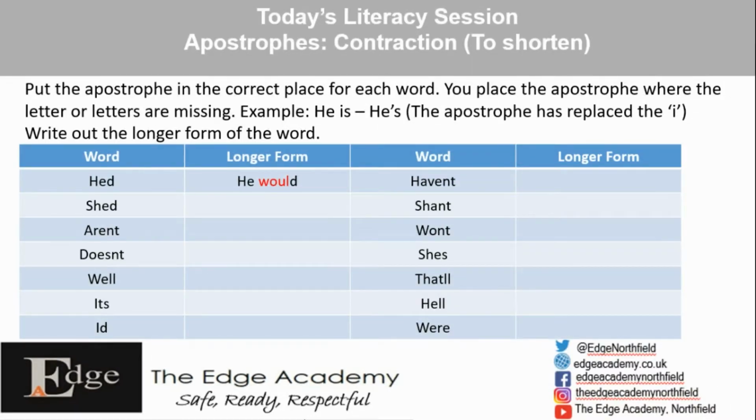Now, let's have a look at the other words I need you to do today. She'd, aren't, doesn't, we'll, it's, I'd, haven't, shan't, won't, she's, that'll, he'll, and we're. So I need you to place the apostrophes in there and then write out the two words. Now, I want you to pause this clip and write down the information into your exercise books.